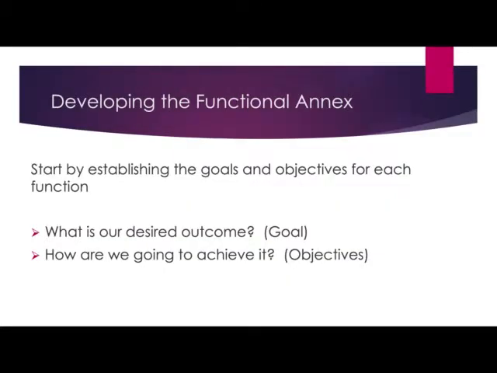We start by establishing the goals and objectives for each function, just like we did for our threat annex. If needed, go back and review Session 3 webinar on development of the threat annexes. This process is very similar, but this time we want our goals, objectives, and actions to apply to any type of emergency, not just a fire. Again, we ask the basic questions we asked ourselves at the onset of developing any plan. What is our desired outcome, and how are we going to achieve it?